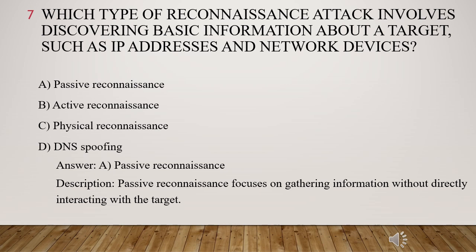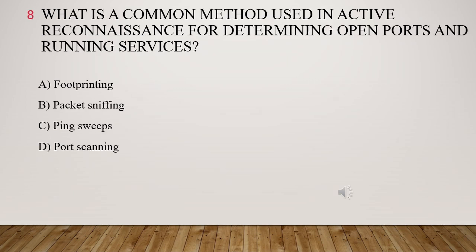Physical reconnaissance. This involves gathering information about the target through physical means, such as observing physical locations, dumpster diving, or eavesdropping on conversations. It's less common in the digital age but can still be relevant in certain situations. DNS spoofing. This is a specific attack technique that involves redirecting internet traffic to a malicious server by manipulating the domain name system, DNS. While it can be used to gather information, it's not primarily a reconnaissance method. Question number 8. What is a common method used in active reconnaissance for determining open ports and running services?